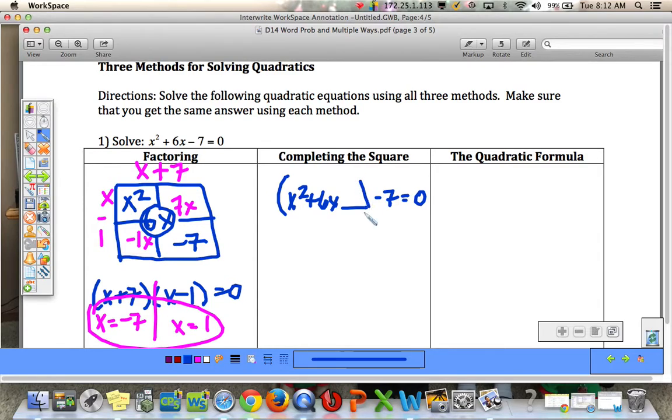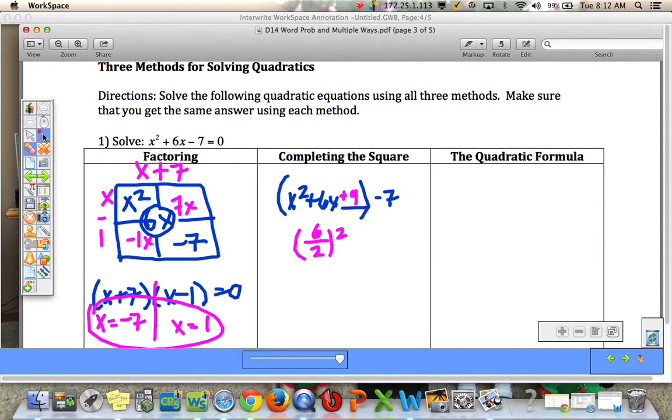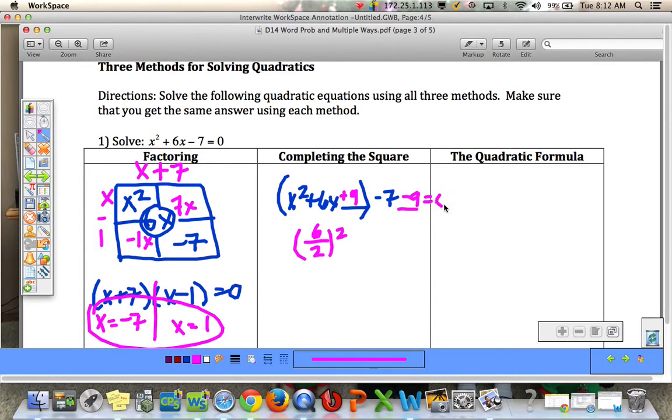All right, so I'm going to put this in parentheses. We'll take our middle number, 6, divide by 2, and square it. So that would be plus 9. Oh, I forgot to leave a little space here. So if we're adding 9 here, we will subtract 9 here.